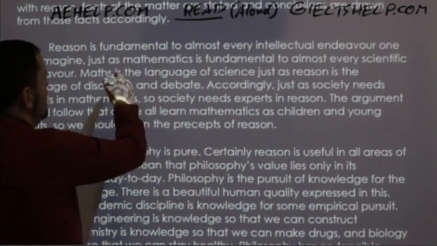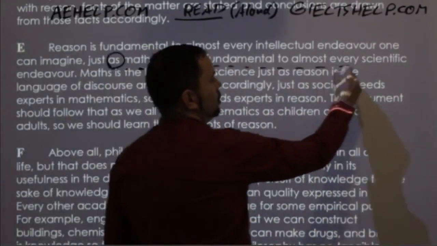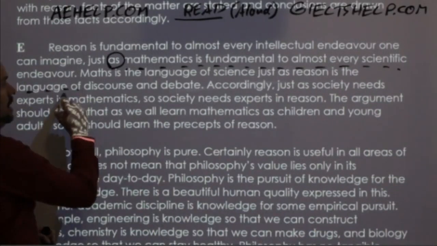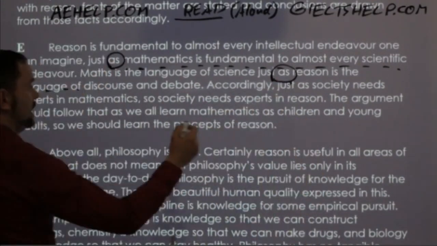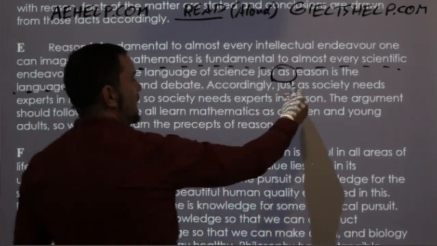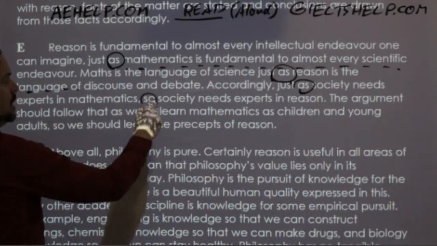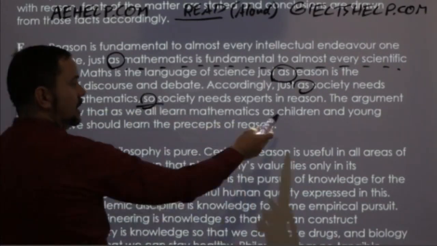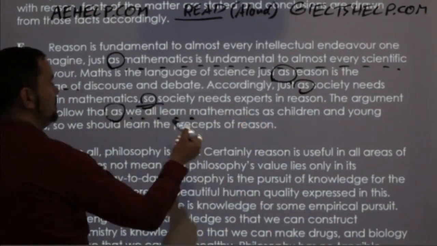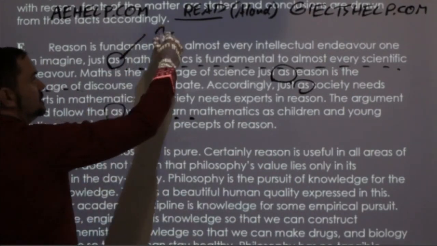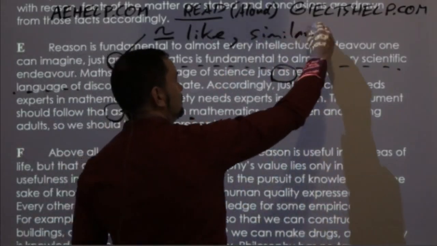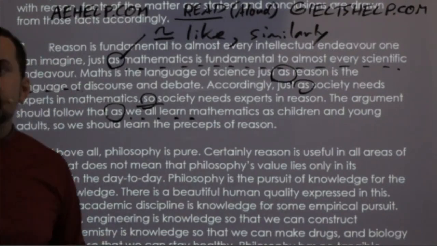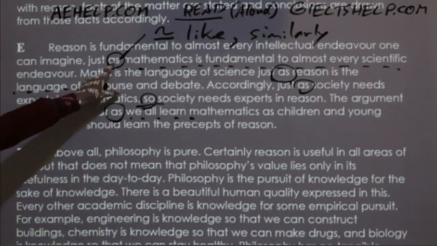Look at this sentence here. Just as mathematics is fundamental to almost every scientific language, just as, okay? See these ases, okay? Accordingly, as society needs experts in math, so society needs. The argument should follow that as we all learn. Okay, as is actually similar to the word like or similarly. Okay, everybody clear on that now? So when we use the as, it's a coordinating conjunction here.